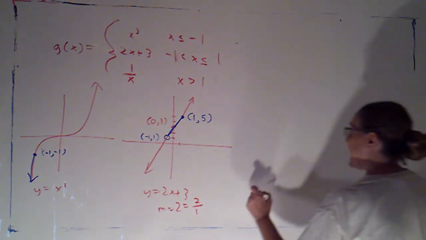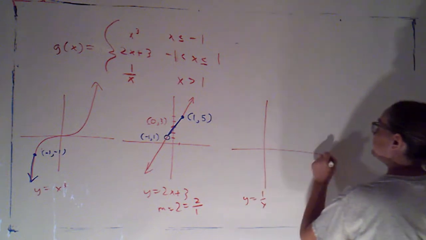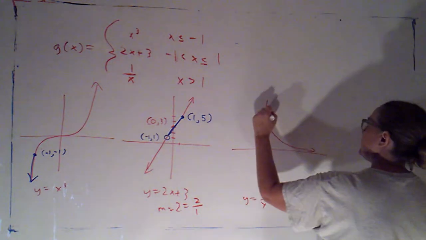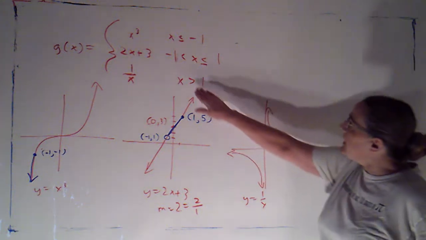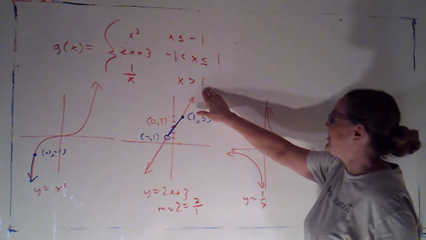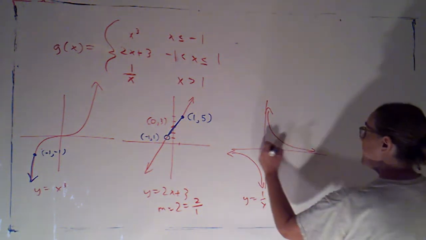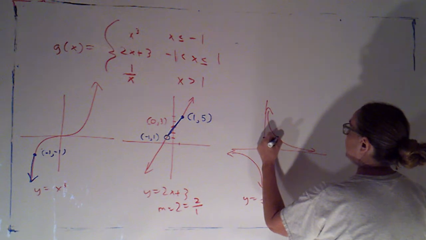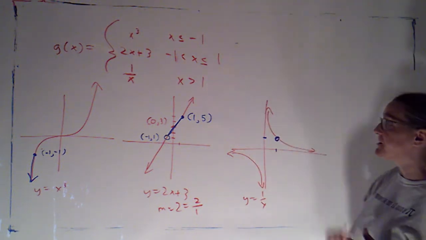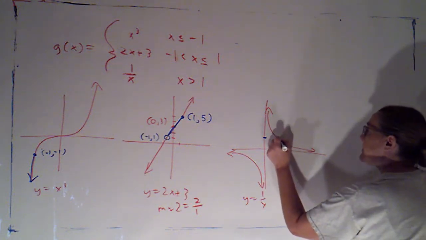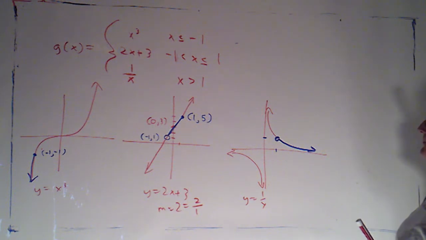Now, if I sketch y equals 1 over x, that's my reciprocal function. It looks something like this in quadrants 1 and 3. If x was 1, which is the cutoff location, the reciprocal of 1 is 1. I'm going to draw an open circle there, a hole in the graph, because I'm not including that particular point, but I'll keep this part of the graph to the right of 1.